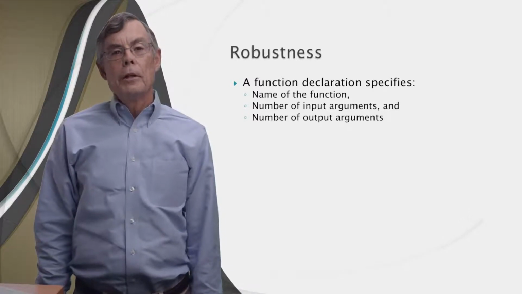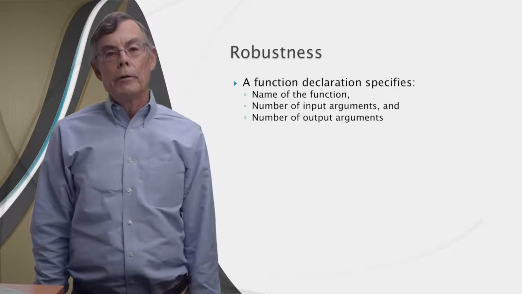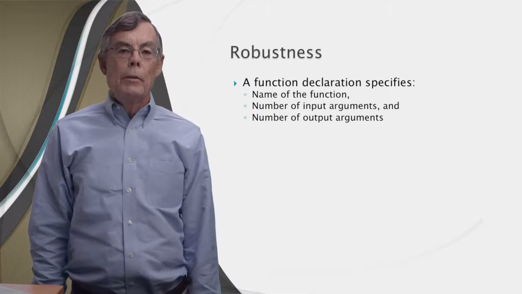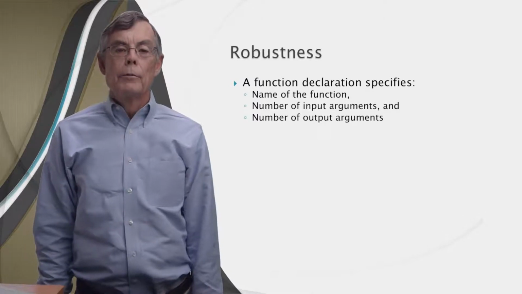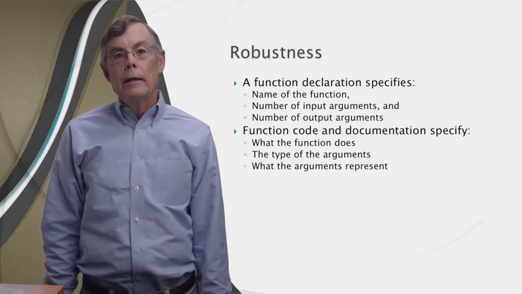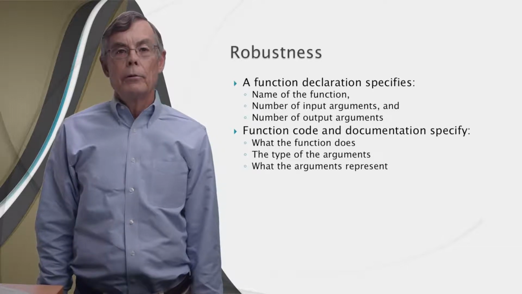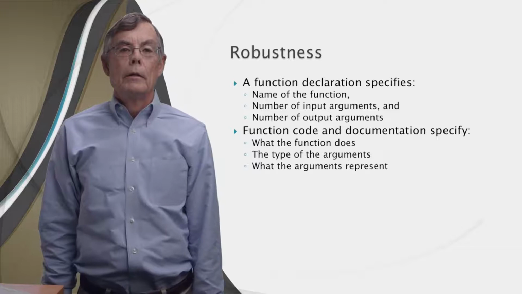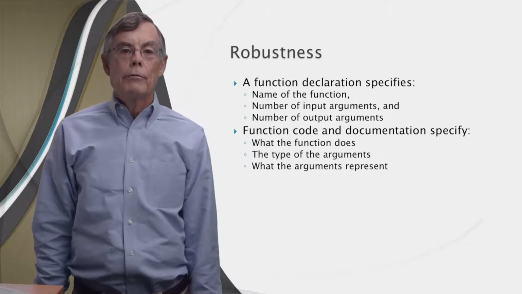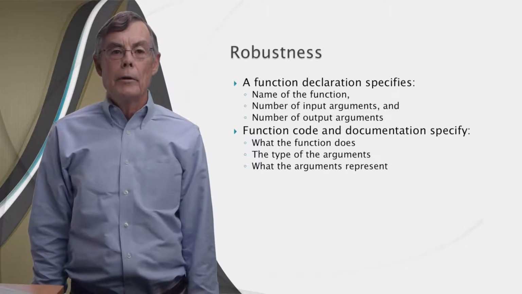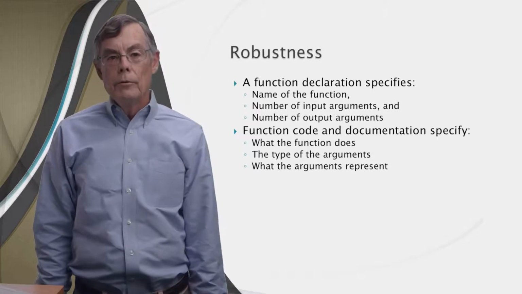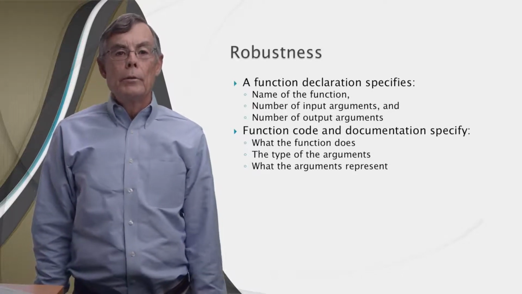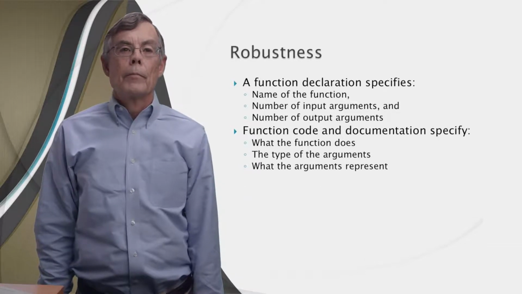First, let's note a limitation of the function declaration. A function declaration specifies the name and the number of input and output arguments. But in our head and in our code, we make additional assumptions about our function that aren't specified in the declaration. Then we write the code and the documentation for the function, which specifies the rest. What the function does, what types of values should be in the input arguments, and what those values represent.